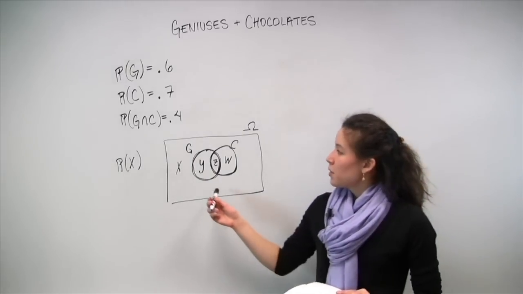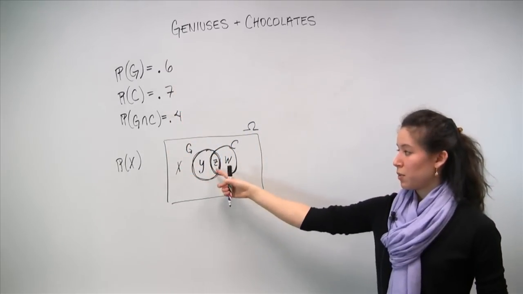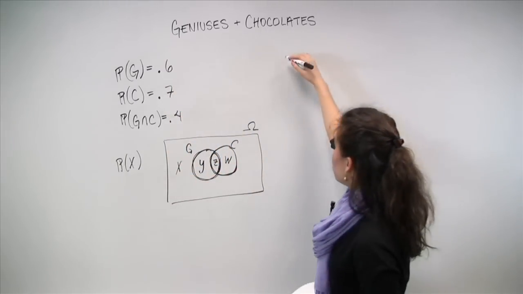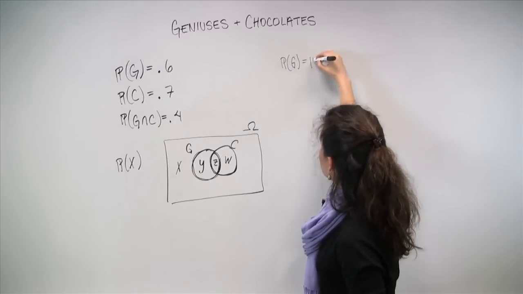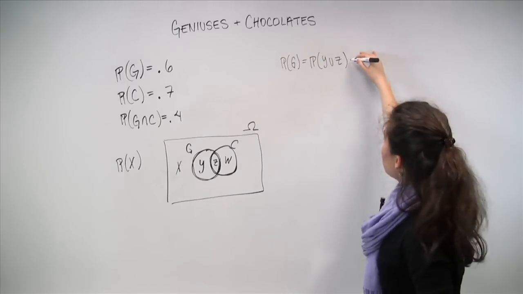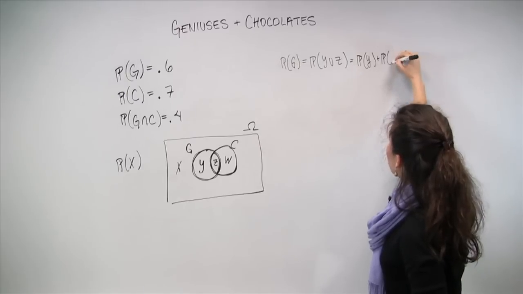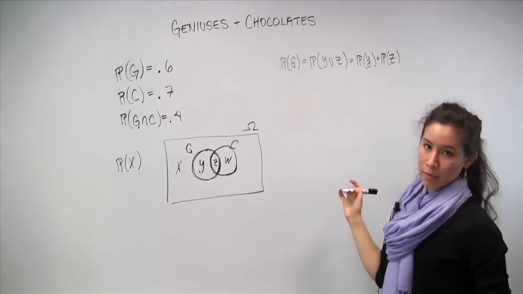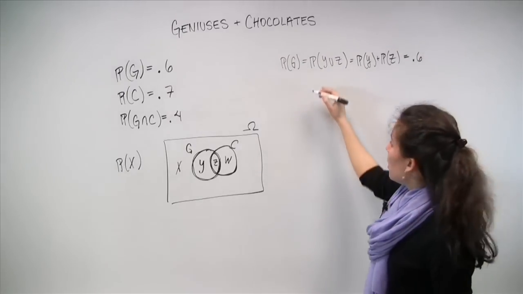The first step is to get the information we have written down here in terms of these new labels. So hopefully you buy that G is just the union of Y and Z. And because Y and Z are disjoint, we get that the probability of the union is the sum of the probabilities. And of course, we have from before that this is 0.6.